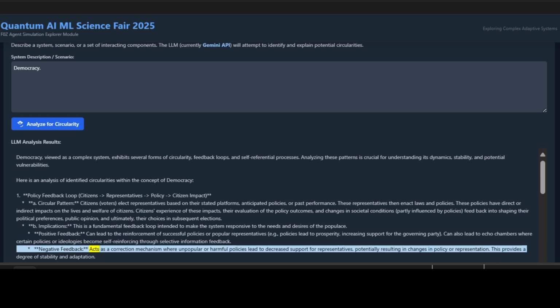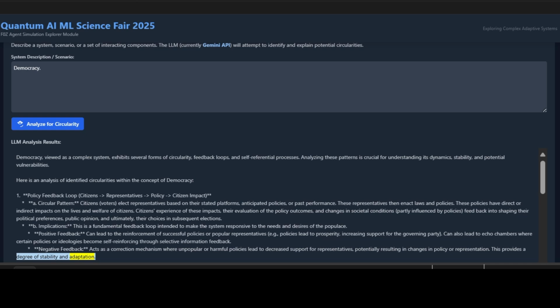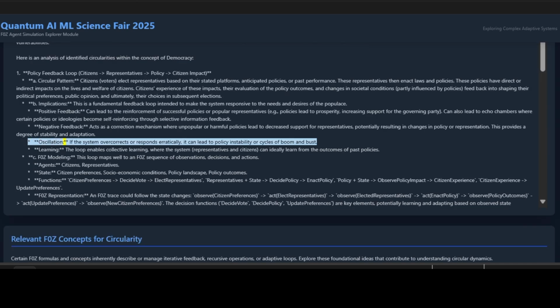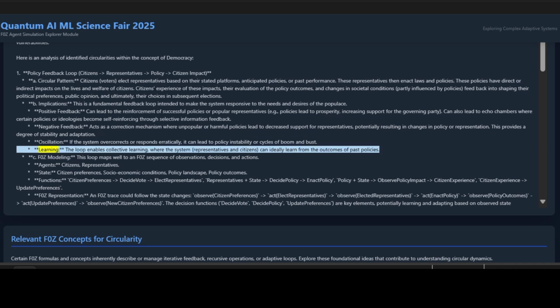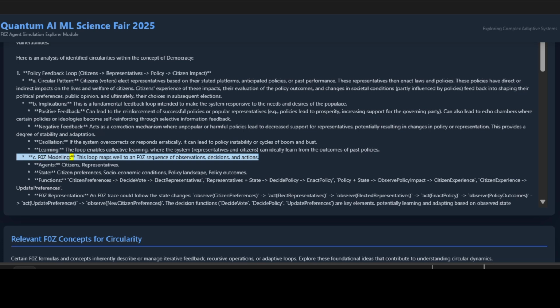Negative feedback acts as a correction mechanism where unpopular or harmful policies lead to decreased support for representatives, potentially resulting in changes in policy or representation. This provides a degree of stability and adaptation. Oscillation: if the system overcorrects or responds erratically, it can lead to policy instability or cycles of boom and bust. Learning: the loop enables collective learning, where the system, representatives and citizens, can ideally learn from the outcomes of past policies. C. F0Z modeling: this loop maps well to an F0Z sequence of observations, decisions, and actions.